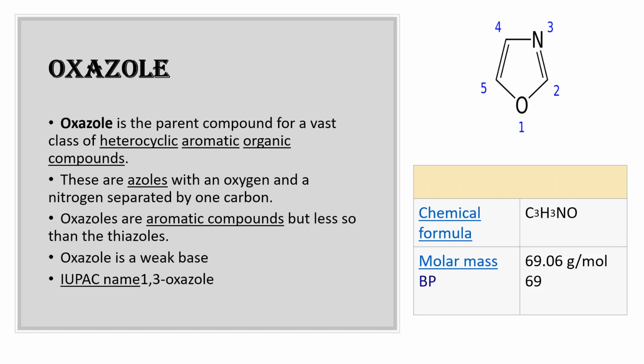Oxazoles are aromatic but less so compared to your thiazole. Why is it less aromatic? Because of the oxygen. Oxygen being electronegative will destabilize the structure, as we studied earlier also, why thiophene is more aromatic, because here electronegativity plays an important role. It is also known as 1,3-oxazole. It's slightly basic in nature. Formula C3H3NO.